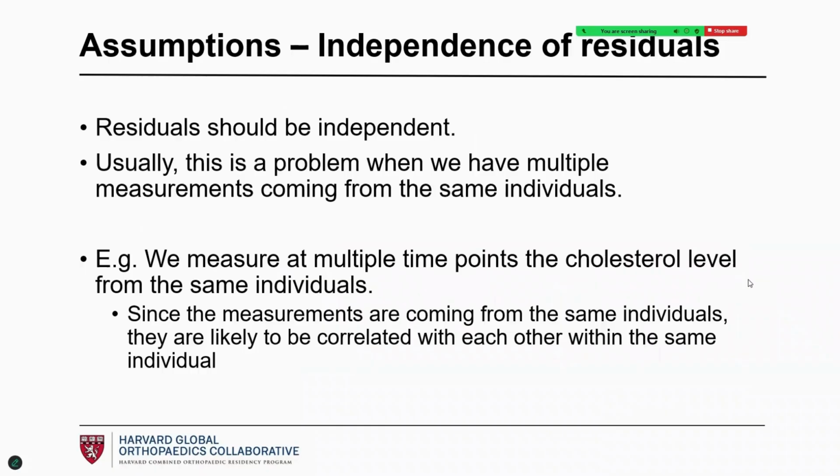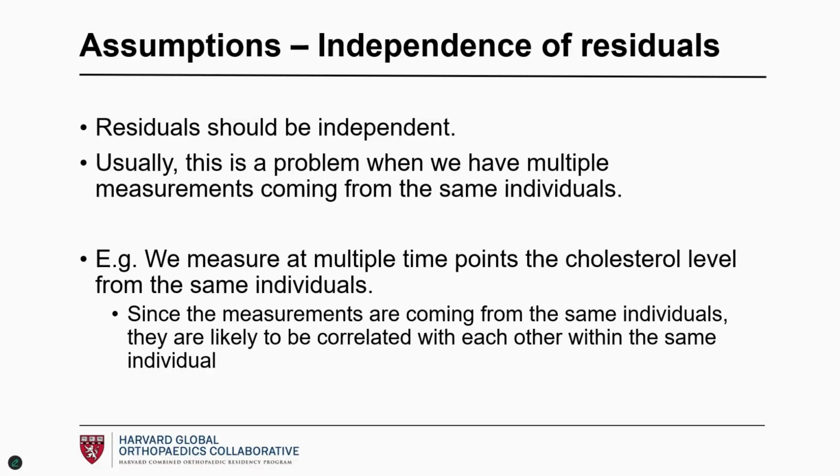Next comes the independence of residuals assumption. This assumption states that the residuals should be independent. And usually we have a problem with this assumption when we have multiple measurements coming from the same individual. For example, we measure at multiple time points the cholesterol level from the same individual. And here it is reasonable to think that since the measurements are coming from the same individuals, they are likely to be correlated with each other. And that's why it is reasonable to suspect that the independence assumption for the residuals is not met.